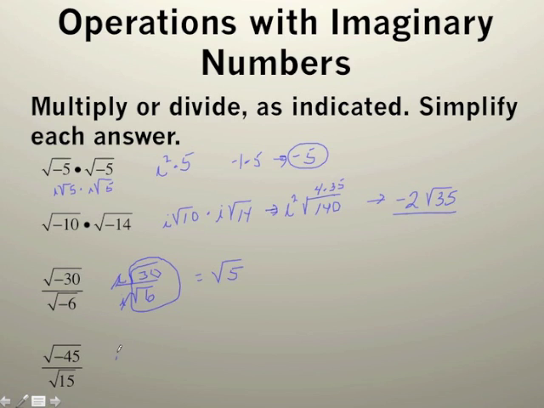Here we will have i times the square root of 45 over the square root of 15. This real radical part will reduce. We'll still keep the i. And 15 goes into 45 3 times. So this will be i times the square root of 3.